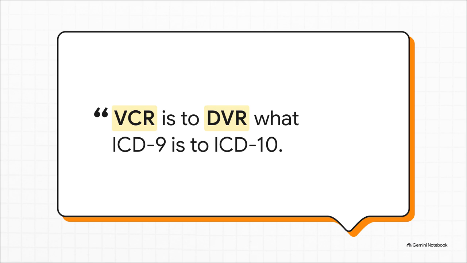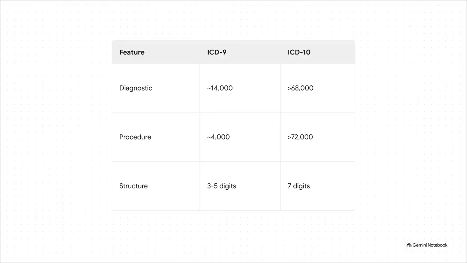ICD 9 was your clunky old tape player constantly getting jammed. ICD 10 is the highly specific, digital, modern system that the entire global healthcare industry relies on today to track literally every disease and injury imaginable. To put that into perspective, just look at the staggering jump in the sheer volume of codes. Under the old ICD-9 system, we were working with about 14,000 diagnostic codes and maybe 4,000 procedure codes.